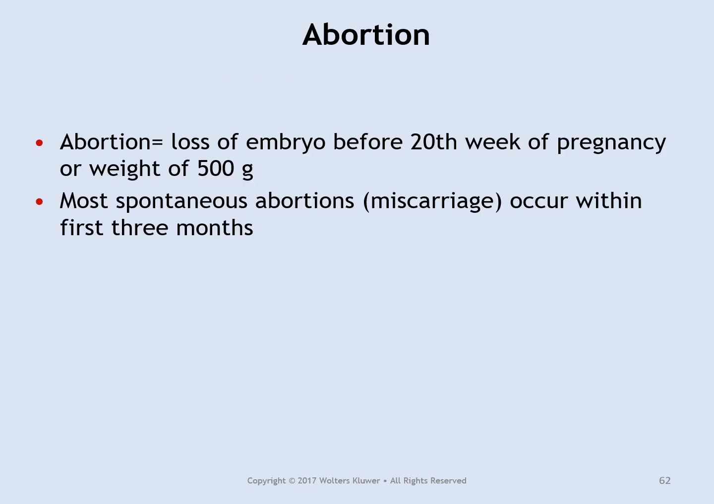So abortion is a loss of embryo before the 20th week, or the half kilogram weight. And generally, if you have a miscarriage, the vast majority of the time that happens during the first trimester.